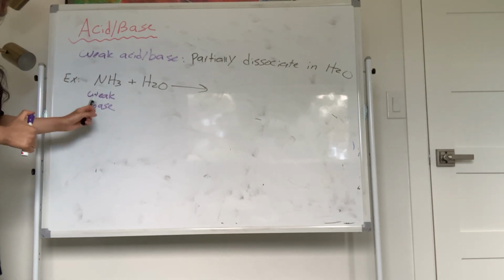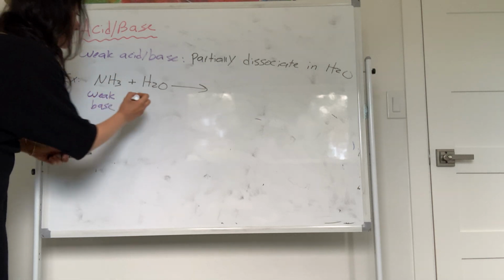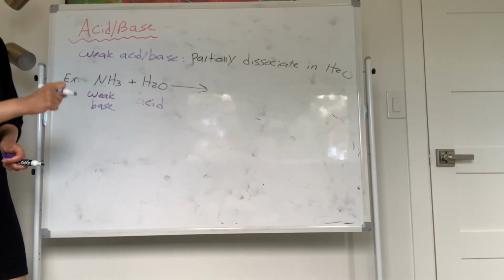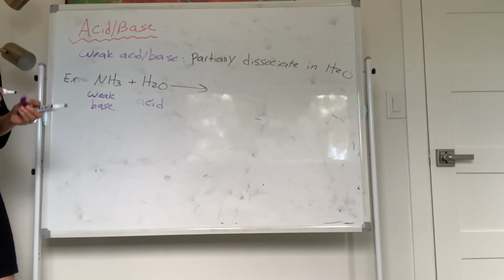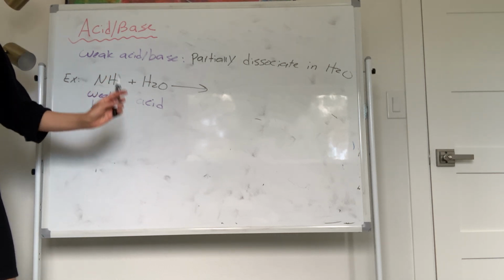So, if ammonia is my weak base, what does that say about water? That means water is going to be my acid. So ammonia is my weak base, which means water is going to be my acid. Now remember what we talked about.